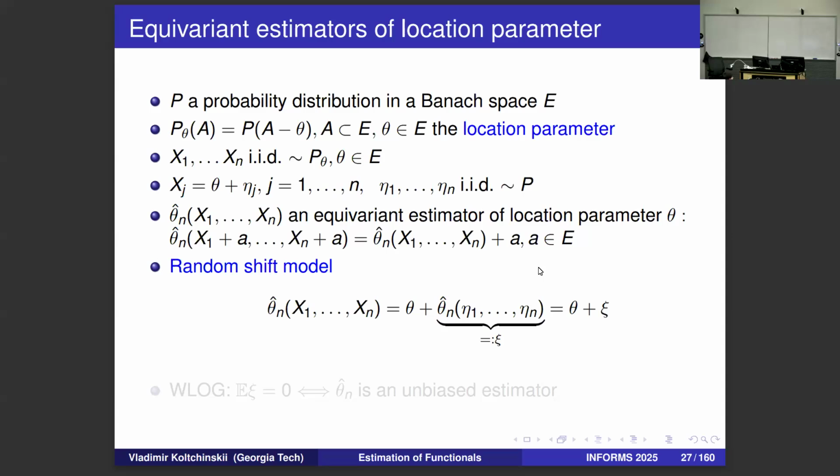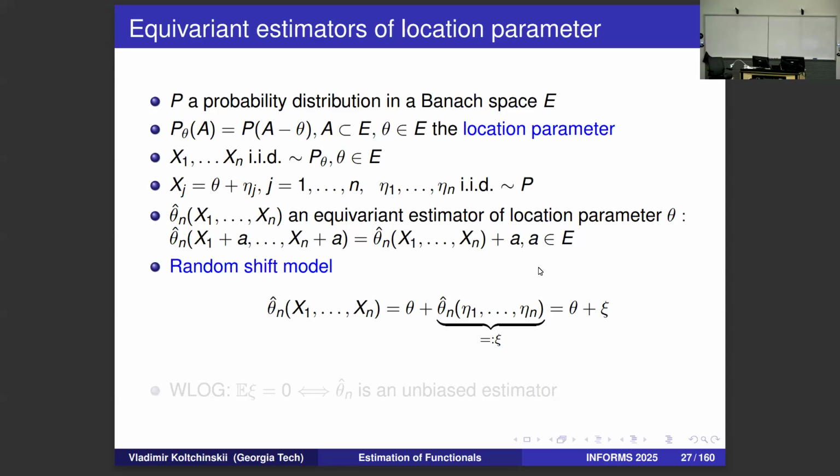Using this property, we can write our estimator theta_n hat of X_1, ..., X_n, where X_j can be written as theta plus eta_j, so it's the parameter plus some noise, and these are IID variables sampled from distribution P. We can write this as theta plus theta_n hat of eta_1, ..., eta_n. It follows from the equivariance property. Let's call this psi.